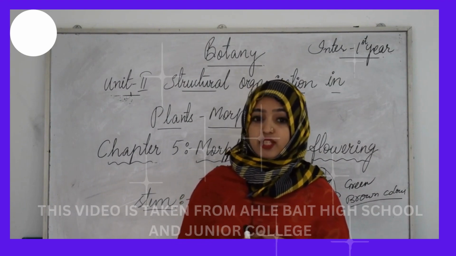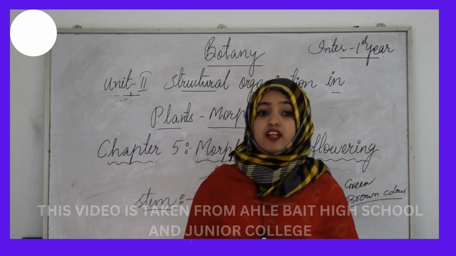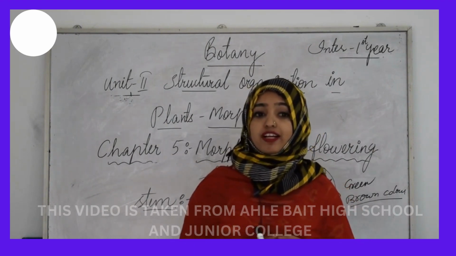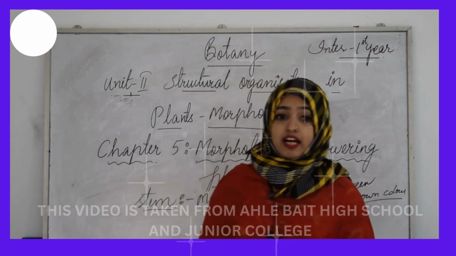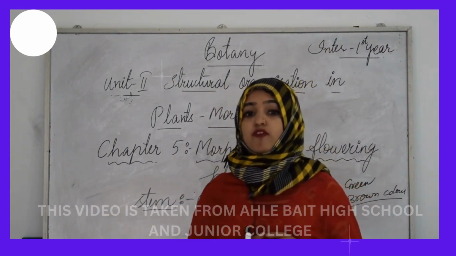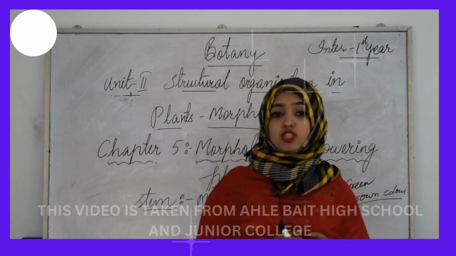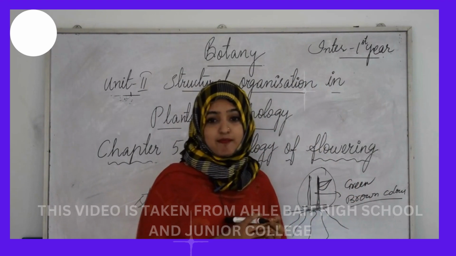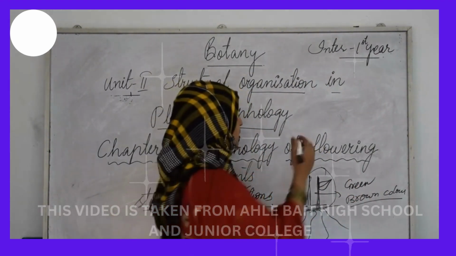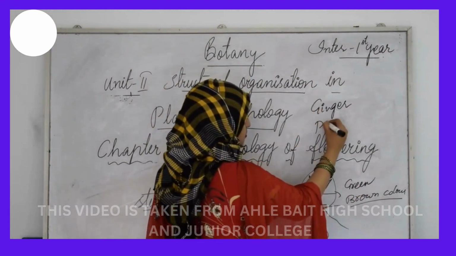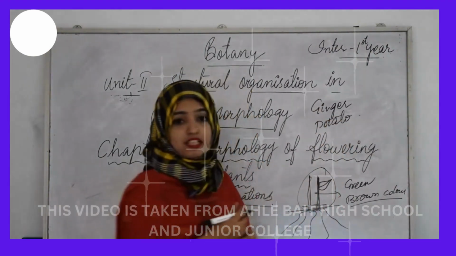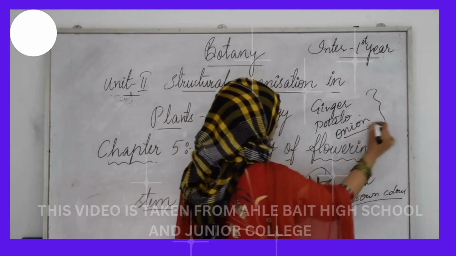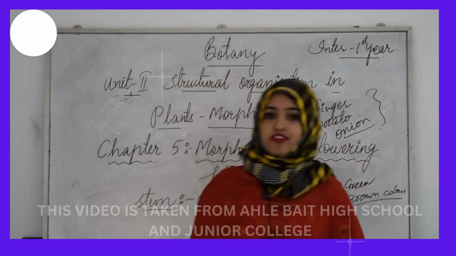The stem tuber of potato, rhizome of Zingiber and Curcuma, that is turmeric, and corm of Amorphophallus, that is elephant foot yam, and Colocasia, and bulb of onion are a few examples of plants that show such modifications, that is underground stem modification. The examples we can take are Zingiber, that is ginger, then Solanum tuberosum, that is potato, and a few other examples like the bulb of onion and so on. They all come under the underground stem modifications.